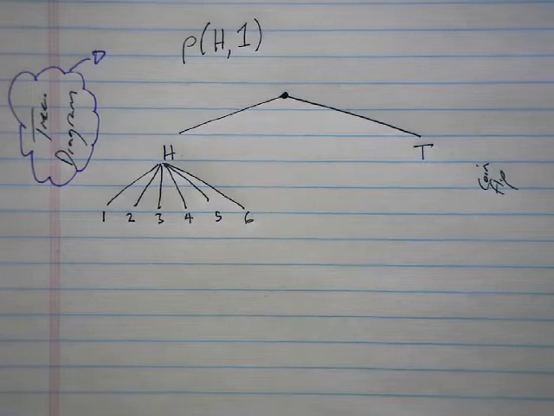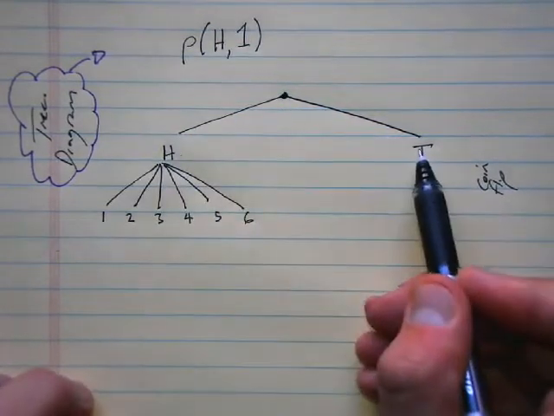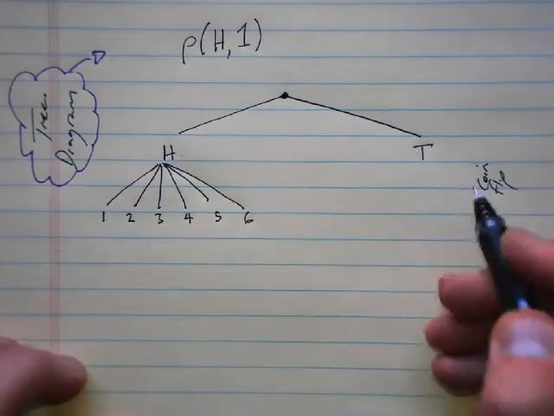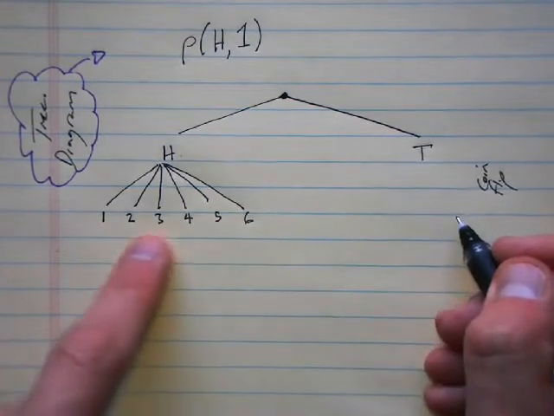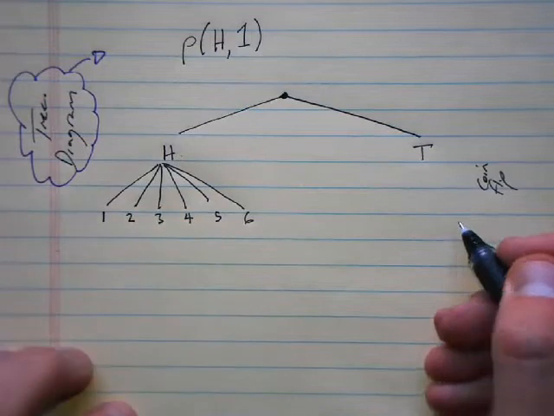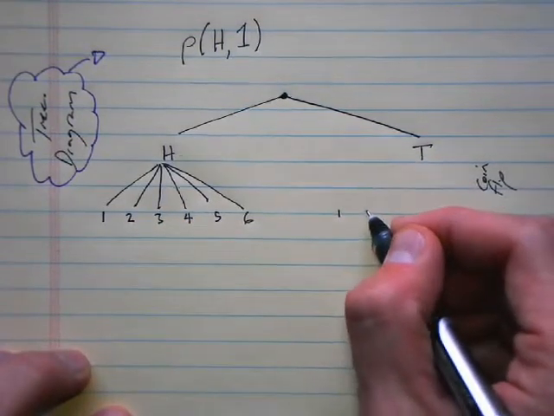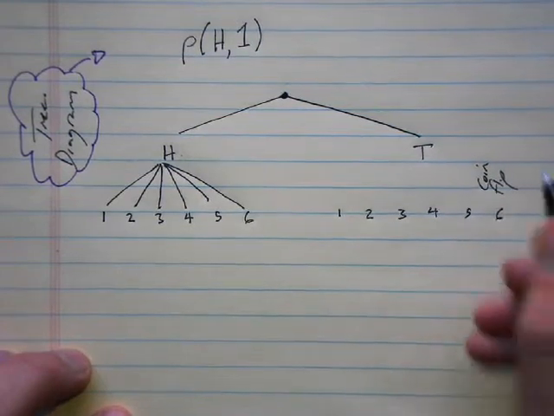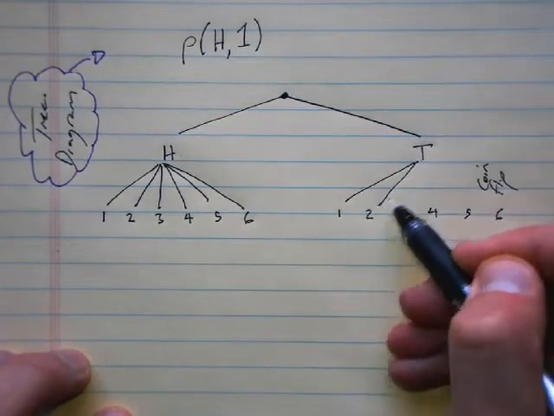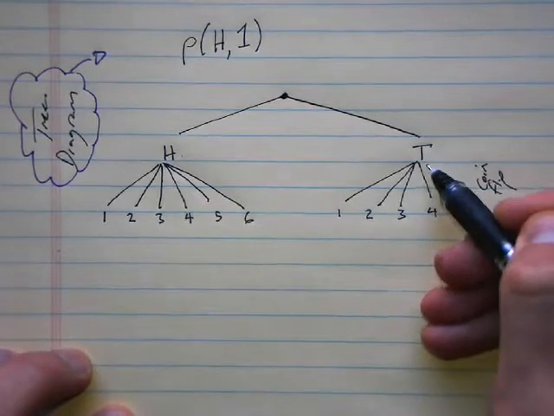We're not done yet, because you could also flip a tails for that first coin flip. So if you flip a tails, what are the possibilities? They're the same as with the heads. You've got 6 different outcomes. So write those outcomes in, and draw the branches.